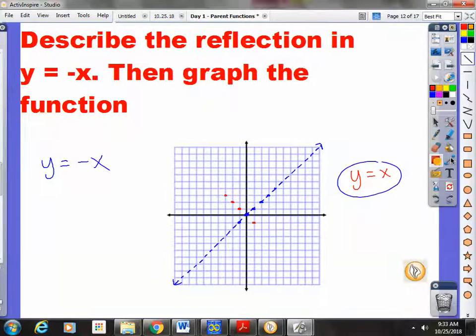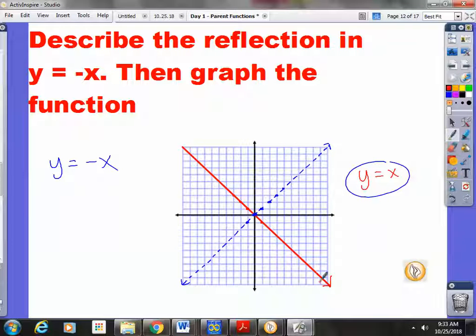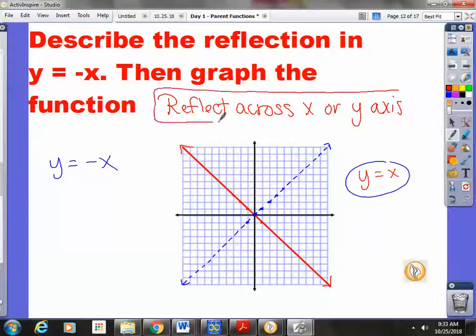This time we'll draw a solid line. Again, for linear functions, there really isn't an inside or outside. I would take either reflects across the x or y axis here. And that same thing goes for translations. There's really not an inside or outside of a linear function identity here. It's the same thing.